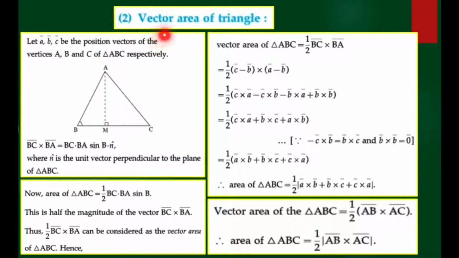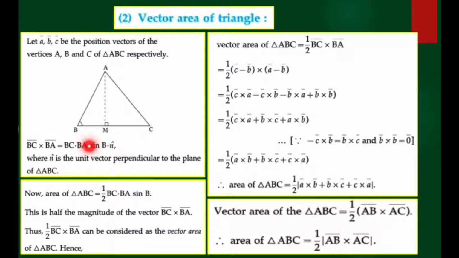The next topic is vector area of triangle. So by using vectors we can find the area of a triangle. So consider here triangle ABC whose position vectors are A bar, B bar, C bar. Let A bar, B bar, C bar be the position vectors of the vertices A, B, C of triangle ABC respectively.